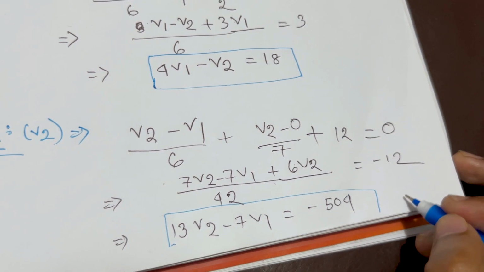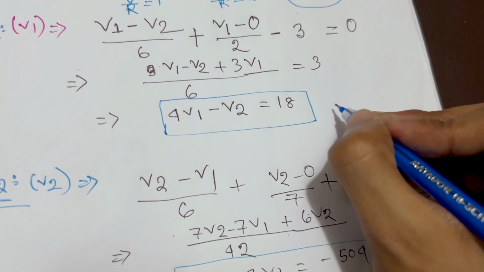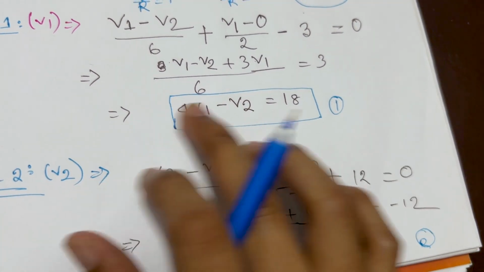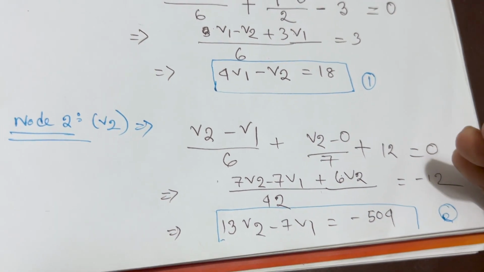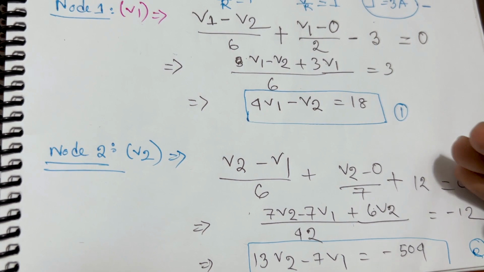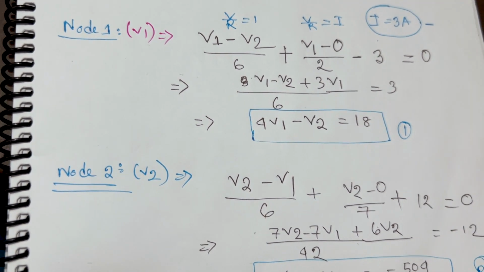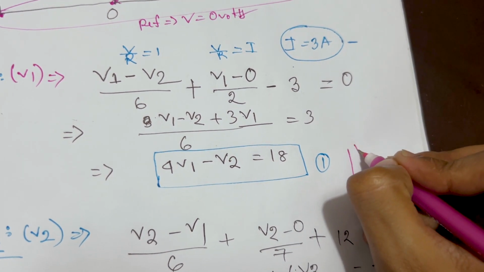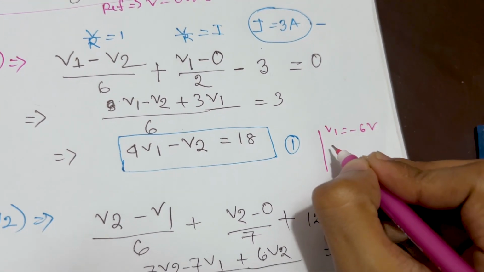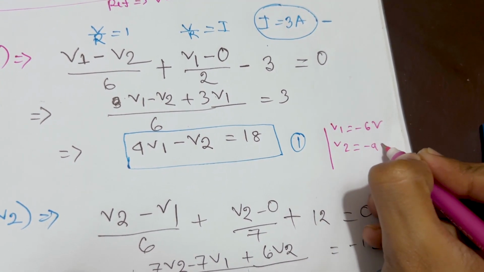So this is equation number 2 and this is equation number 1. These are the two equations that you must solve to get this answer. Use a calculator, the substitution method, or any other method you can find, and you will get the answer. So the final output should be V1 is equal to minus 6 volt and V2 is equal to minus 42 volt.